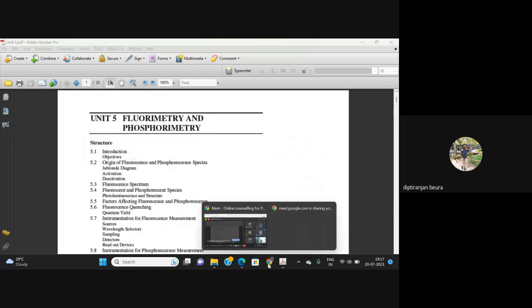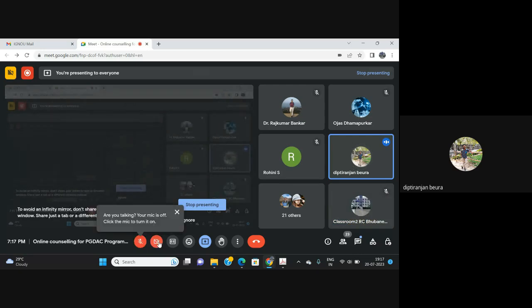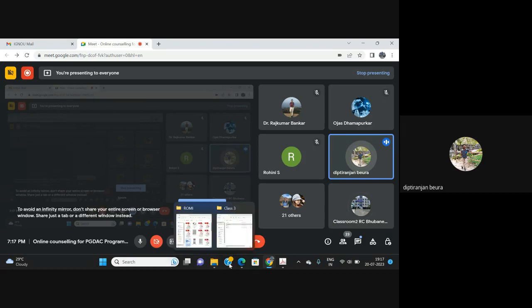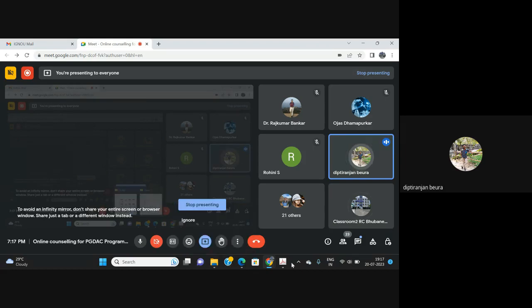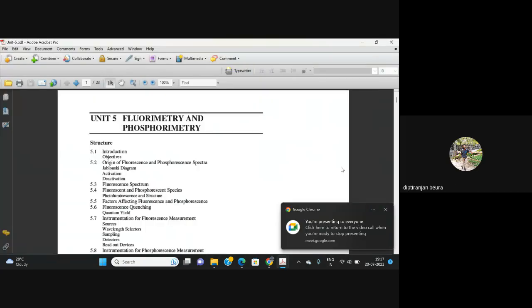Ma'am, in all the absorption spectroscopy methods, we use the monochromator before the sample holder, but in the IR spectrophotometer, we have the monochromator after the sample holder. Why is this?